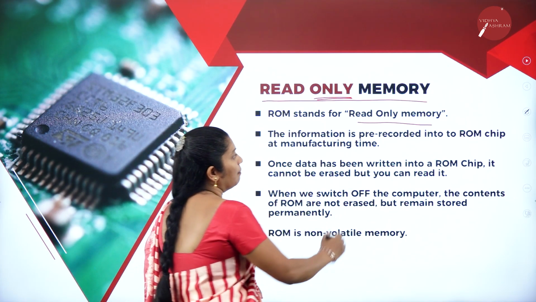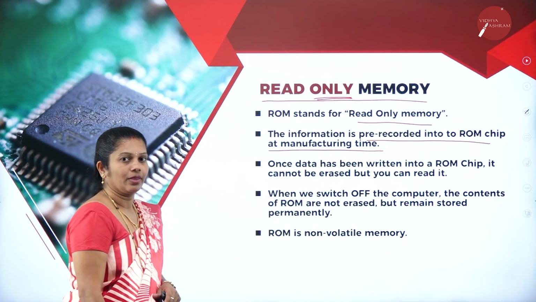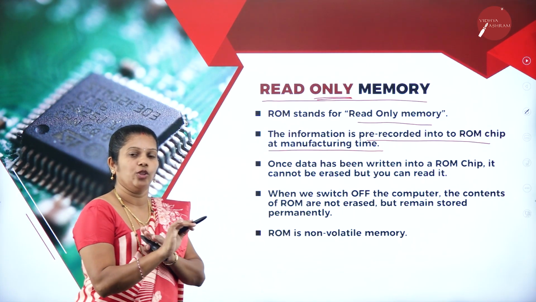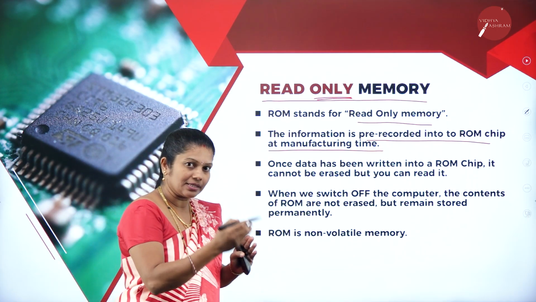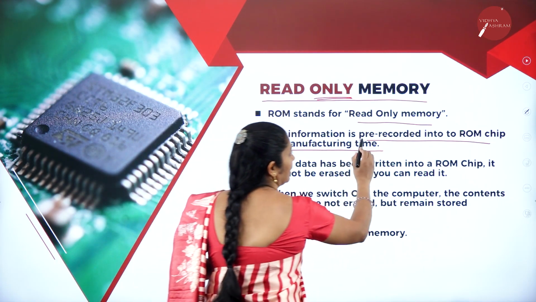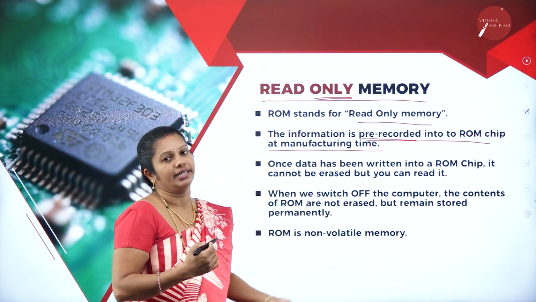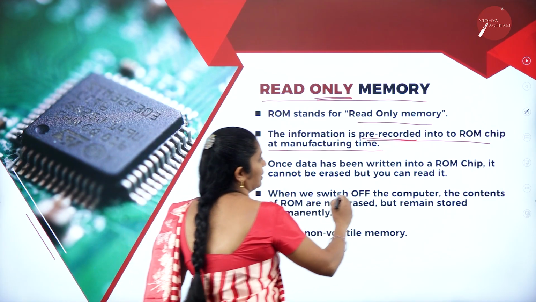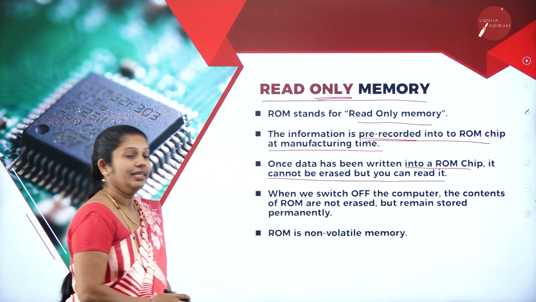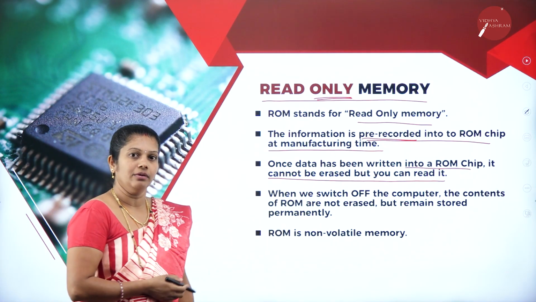The information is pre-recorded into the ROM chip at manufacturing time only. At the time of creation only, the data are written on that. Once it is written, that cannot be erased, but whatever data it contains, that data can be read how many times we want. It is pre-recorded. In the beginning itself, all the data is recorded on that chip, and the data can be read how many times we want. Once data has been written into a ROM chip, it cannot be erased, but you can read it. It cannot be erased, it cannot be deleted, but the only thing you can do is read on that.